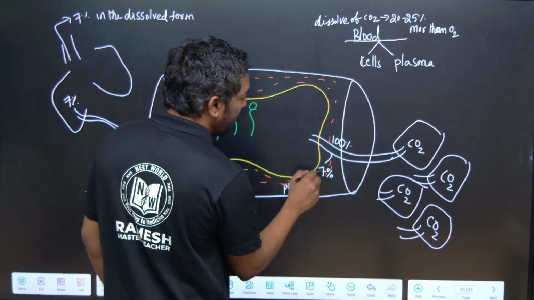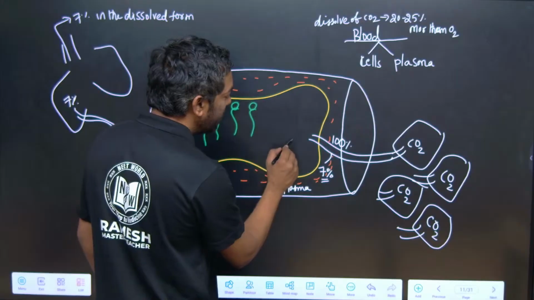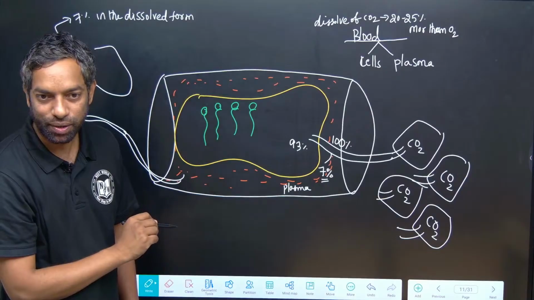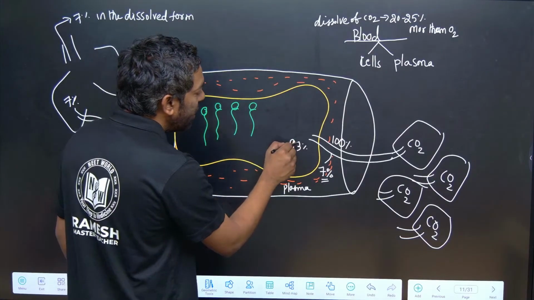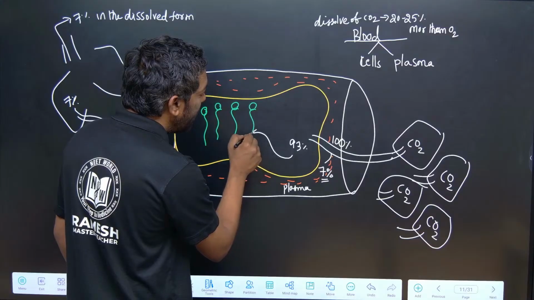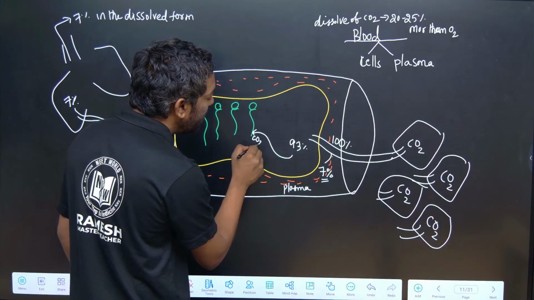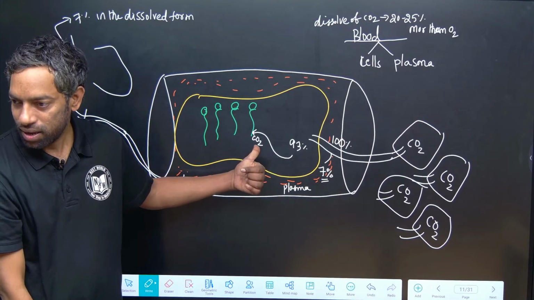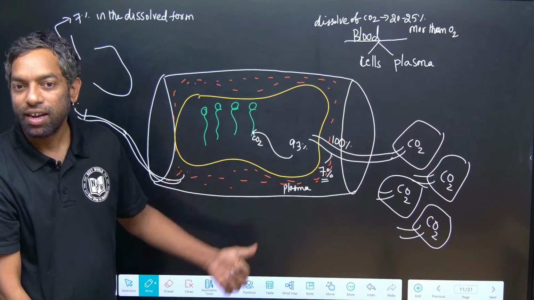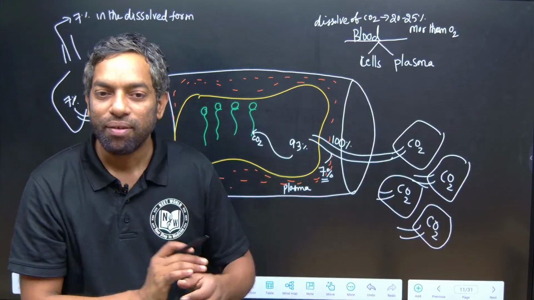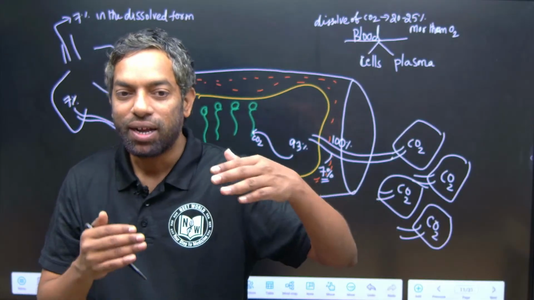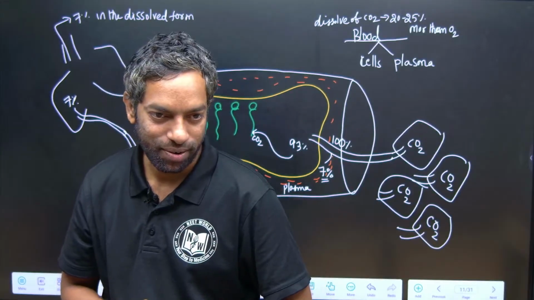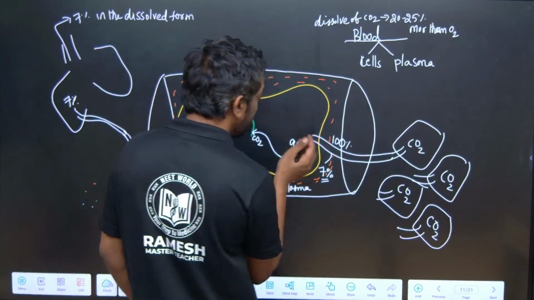So, 7% is plasma dissolved, 93% remains to be carried. Here there is a tail part, CO2 is directly combined with the tail part of the hemoglobin. Why is it directly combined? There is a reason, partial pressure. Due to partial pressure, this statement is important.